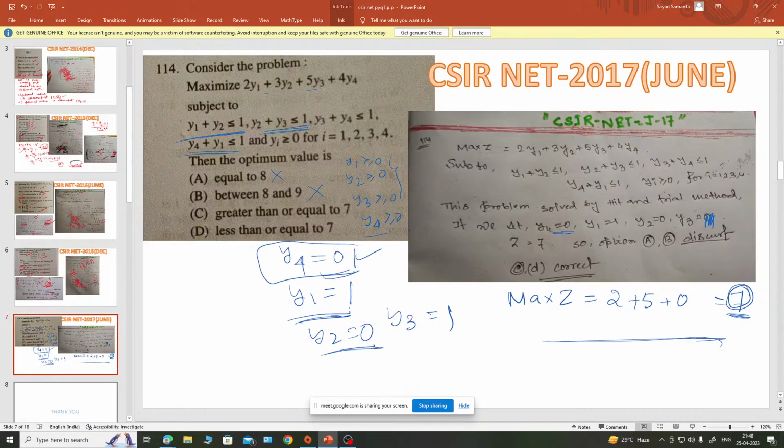Is it clear? The third option says greater than or equal to 7. This should be correct because of the equals-to condition. Here, less than or equal to also has the equals-to condition. So obviously options C and D are correct. So here options C and D are correct.